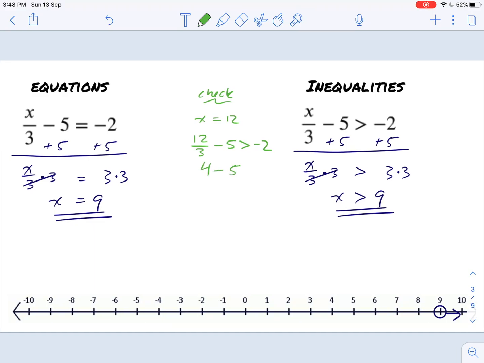Well, 12 divided by 3 is 4. 4 minus 5 is -1. -1 is greater than -2. It works. We're happy. That means our arrow is probably going in the right direction.